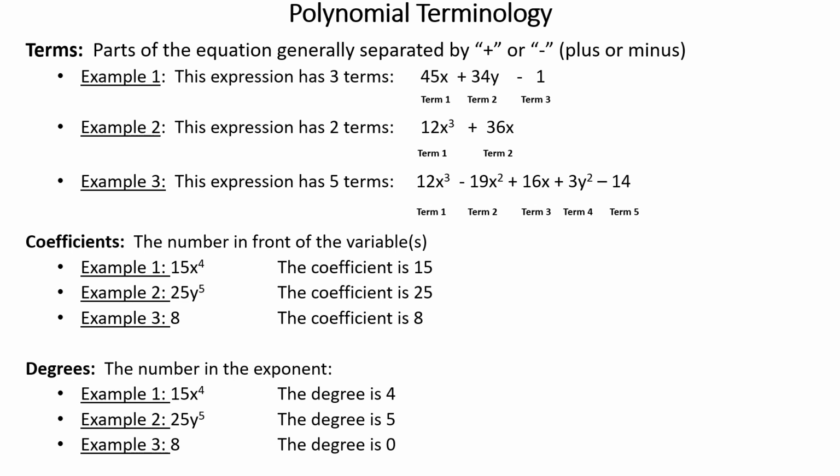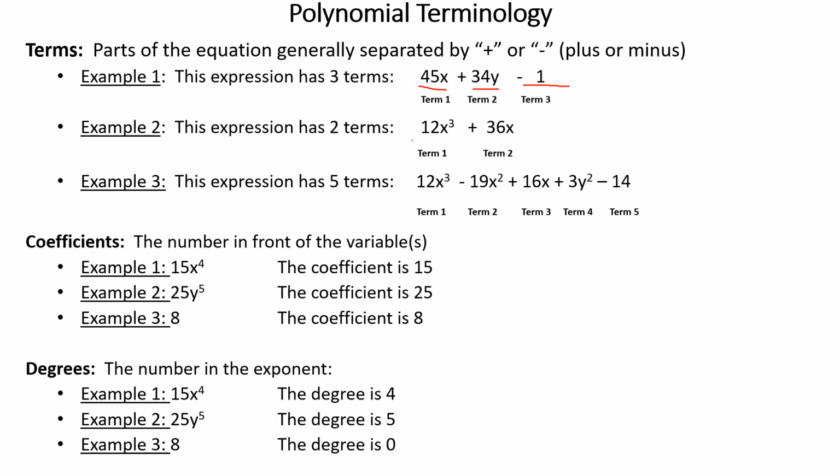Before we go any farther, I want to make sure we understand some of the terminology within polynomials. What I have here are three major vocabulary components which make up polynomials. The first one is called our terms. Our terms are what is separated by the various plus or minus signs. This expression has three terms here: 45x is the first one, 34y is the second one, minus 1 is the third one.